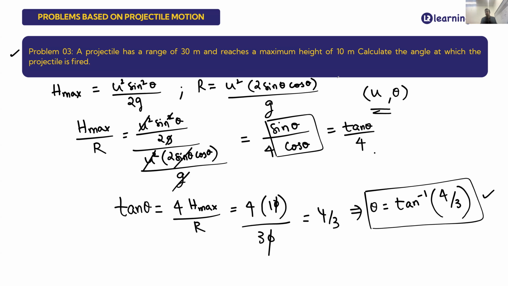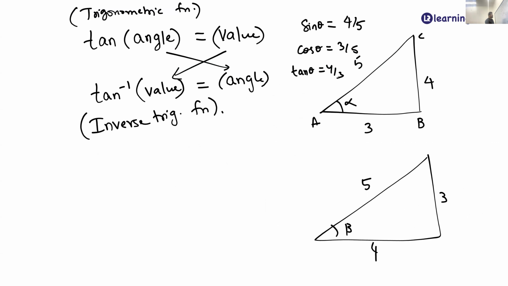Correct. That's what you got. Now, what about the next one? Sine theta is going to be equal to 3/5. Cos theta is equal to 4/5. Tan theta is equal to 3/4.